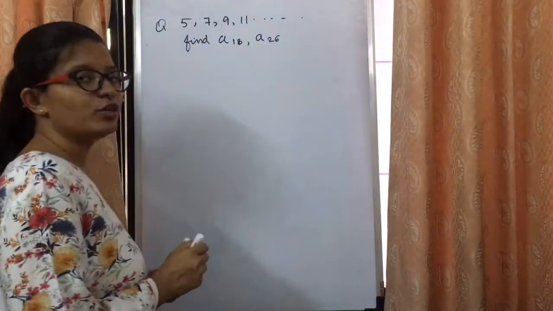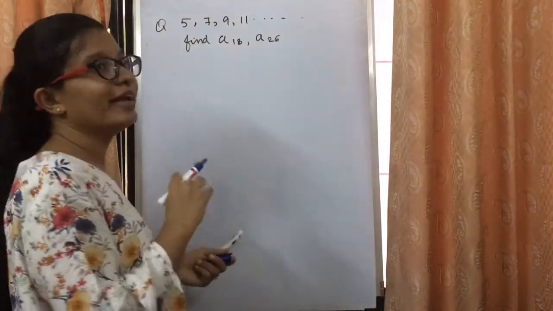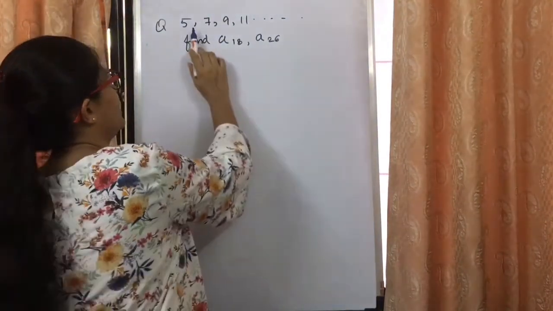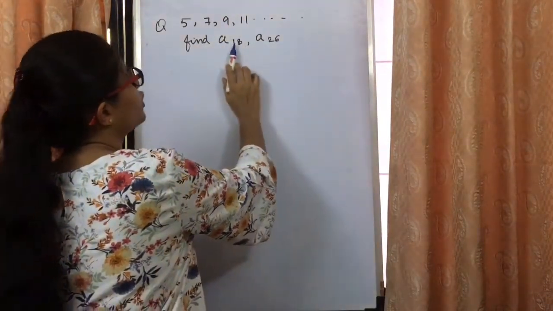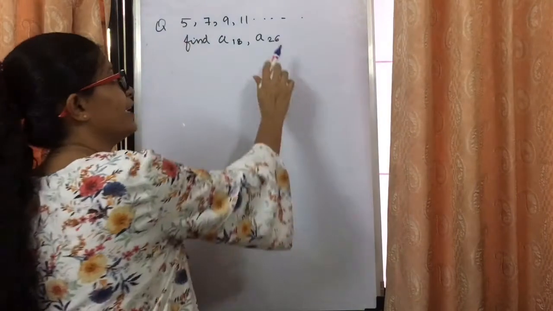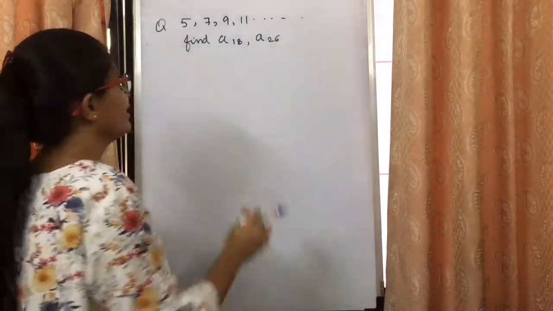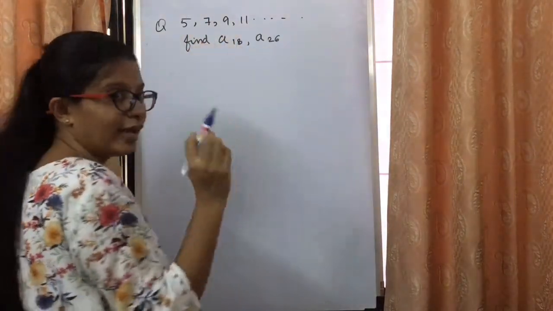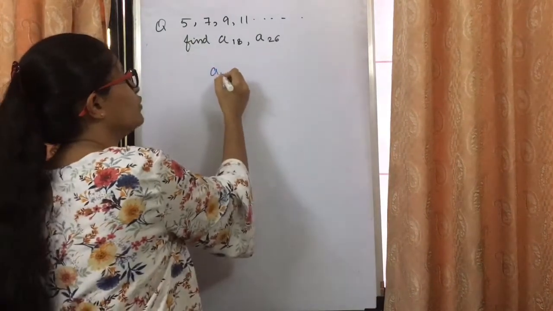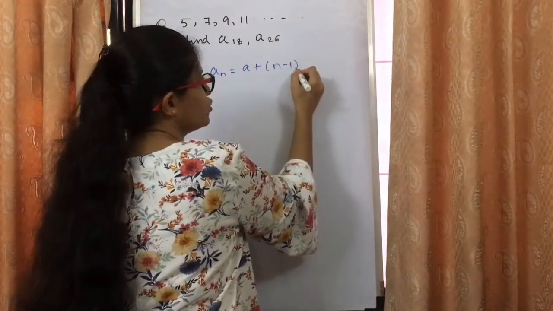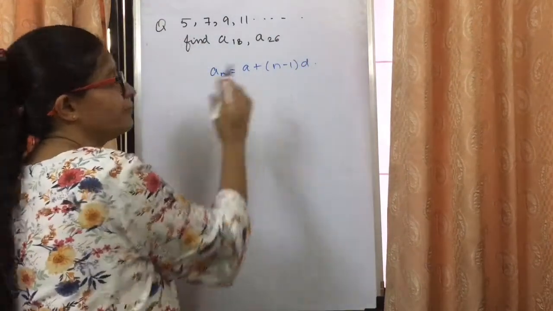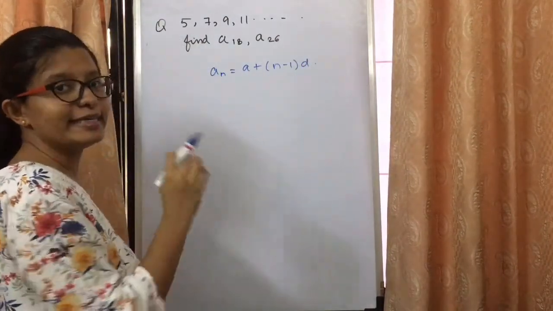Now the question given to us is, you are given a series, not the equation for the nth term. The series is 5, 7, 9, 11 and so on, and we are asked to find the 18th term of the series and the 26th term of the series. If the equation is not given, we already know the formula for the nth term: an is equal to a plus n minus 1 into d, and n is nothing but the term we have to find in the series.